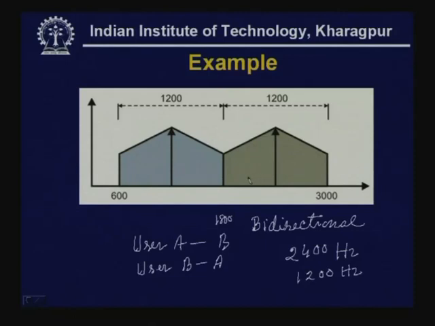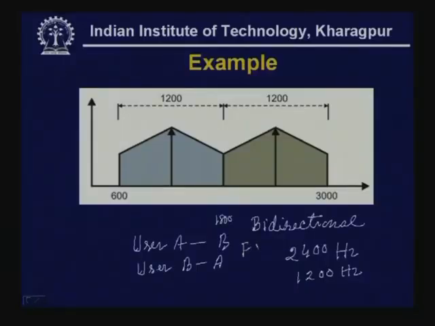divide the bandwidth, and one part is used for one direction of data transfer, and that can be done by using multiplexing. For example, we can use frequency division multiplexing, FDM, and in detail we shall discuss it in more details later on.